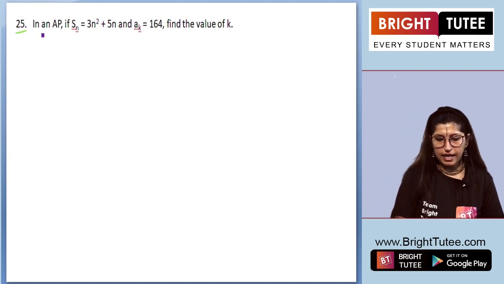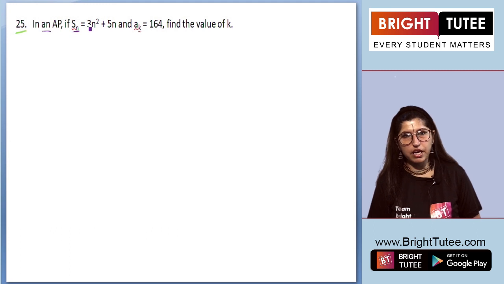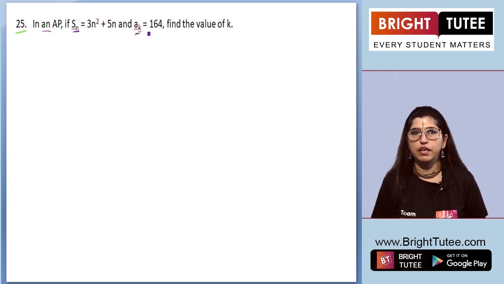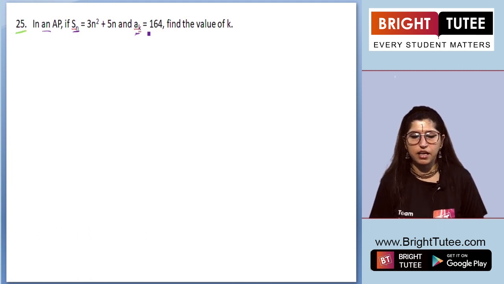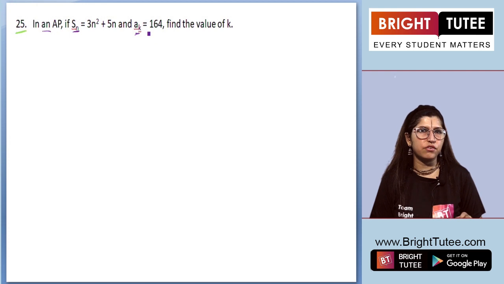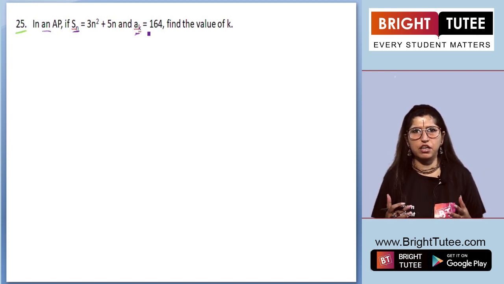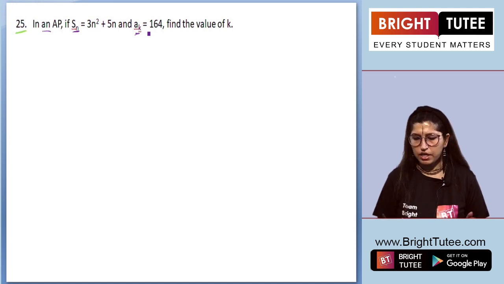The question says that in an AP, if Sn is 3n square plus 5n and Ak is 164, find the value of k. I'm sure we could not find this kind of question in NCERT, and this question is a little interesting as well. How? Let's understand the concept first. How can we find it out? And then we'll move on to solving this question.